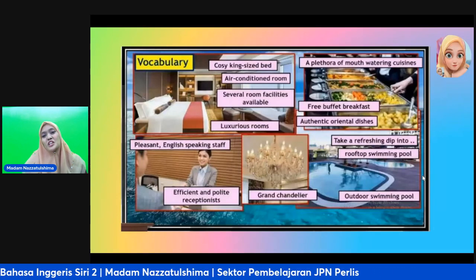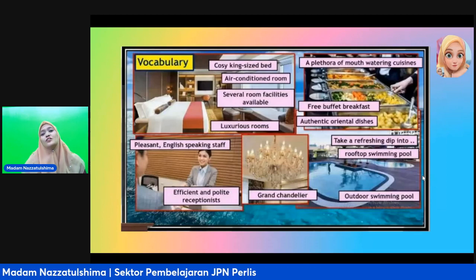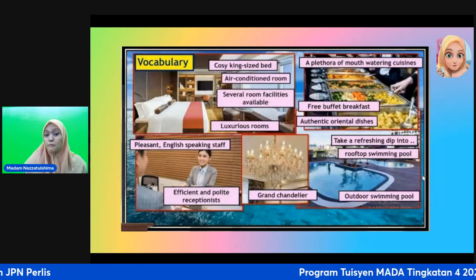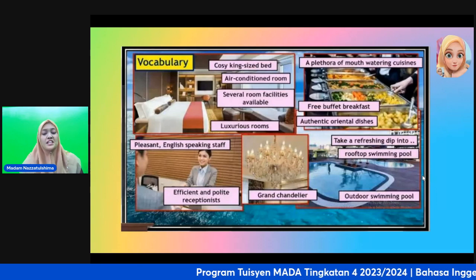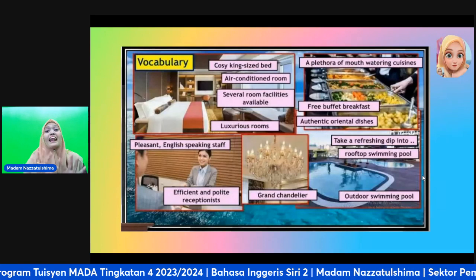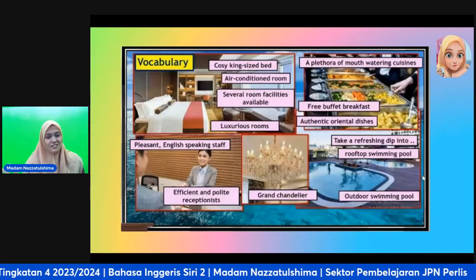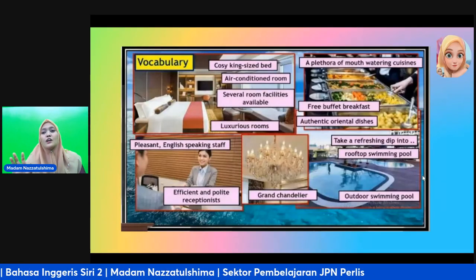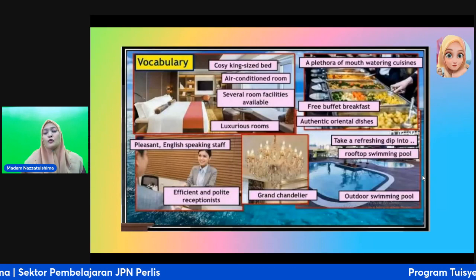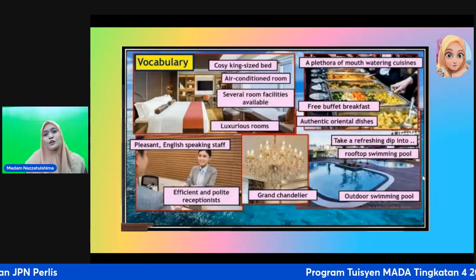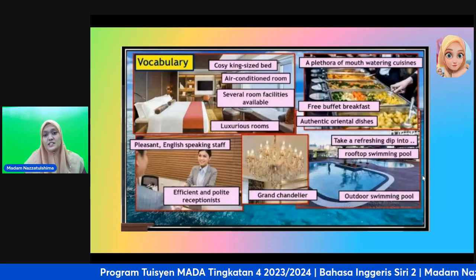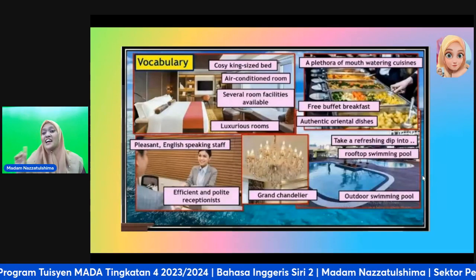Next one, if you want to mention the food at the hotel, you can use a few examples of vocabs like a plethora of mouth-watering cuisines. So what is a plethora? A plethora means a plenty, so banyak, a plenty of mouth-watering cuisine. Sometimes you can write a plethora of mouth-watering cuisines. If you do not want to write cuisines, you can replace it with dishes. So a plethora of mouth-watering dishes.